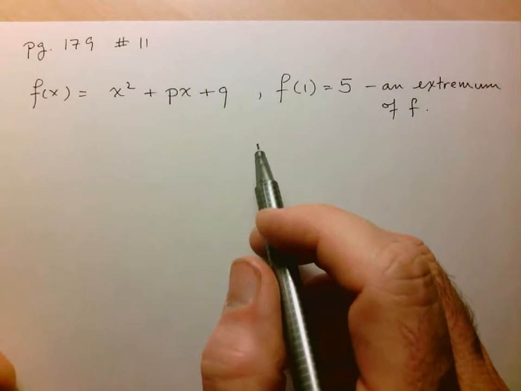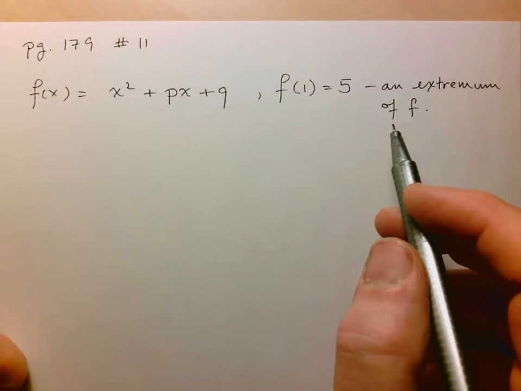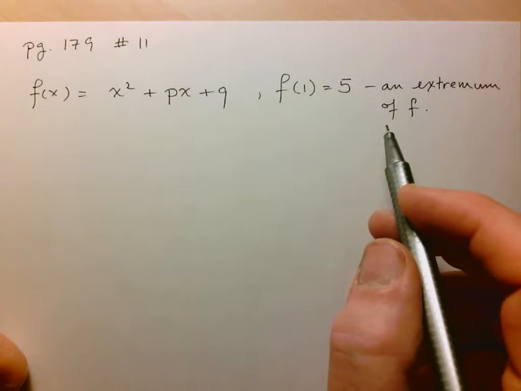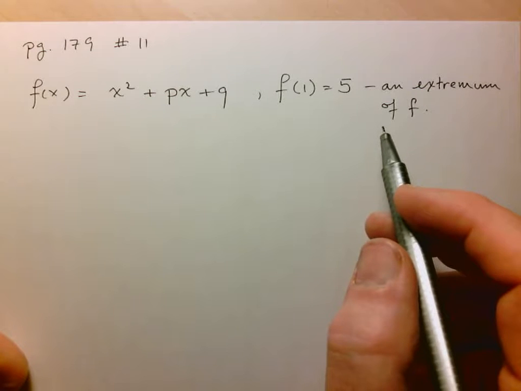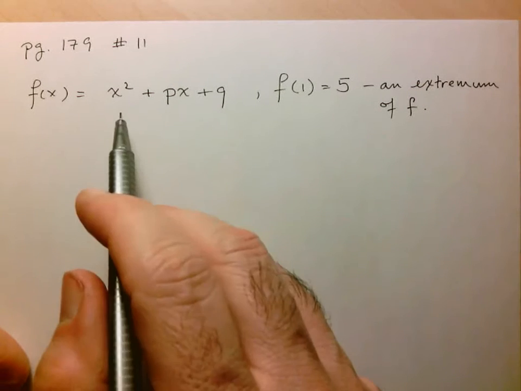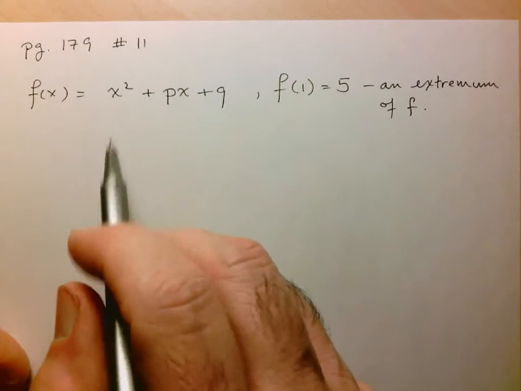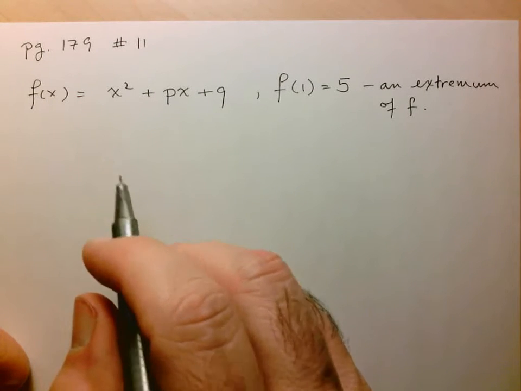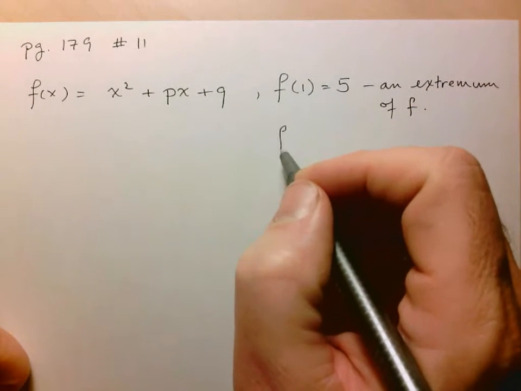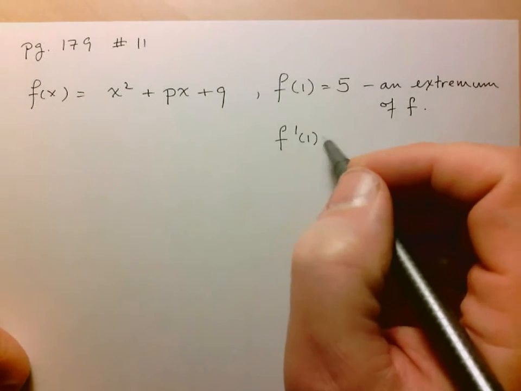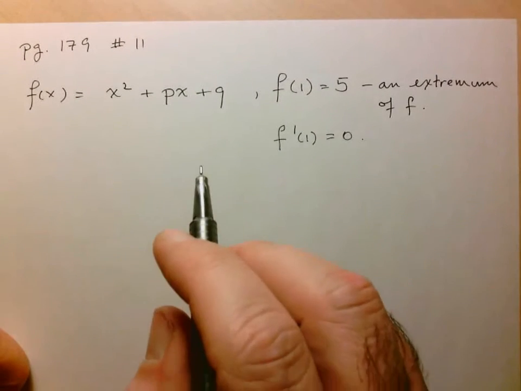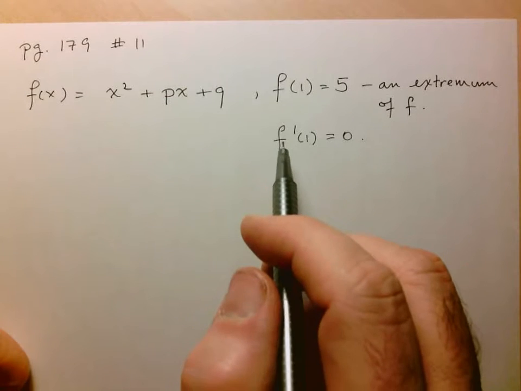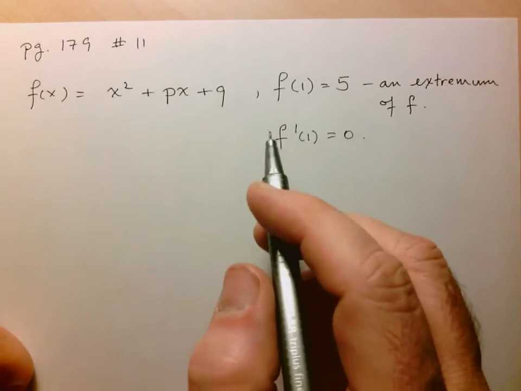So we know that we look for extrema at critical points, which are points where either the derivative is equal to 0 or does not exist. But since this is a quadratic and so the derivative will be linear, we know that there won't be any points where the derivative doesn't exist. So we can conclude that f prime at 1 has to be equal to 0. And these are the two pieces of information that we're going to need to solve for the two unknowns.